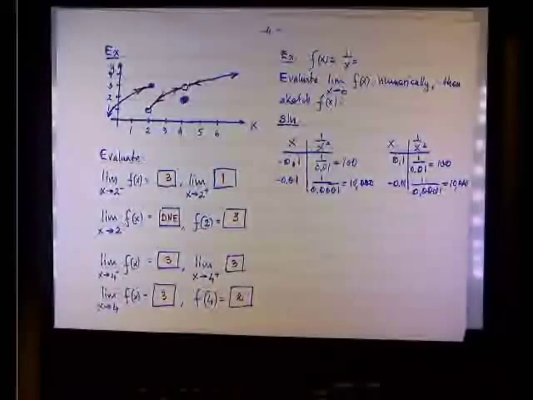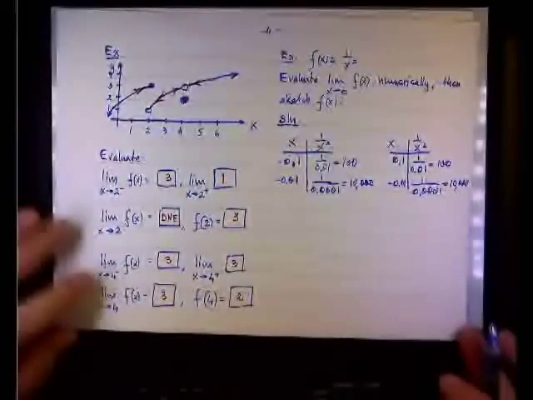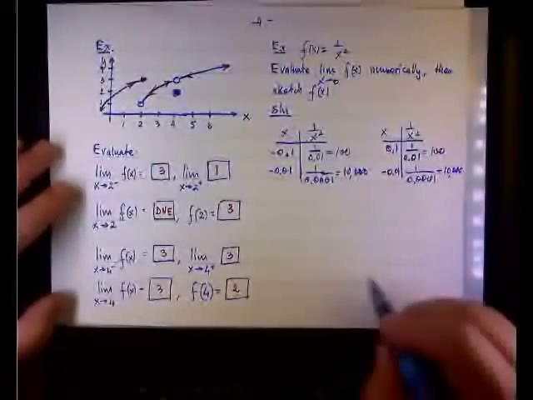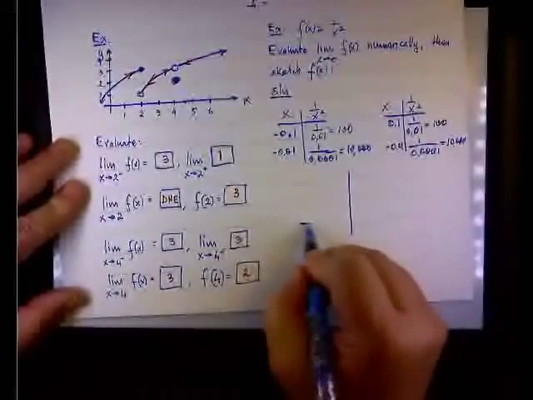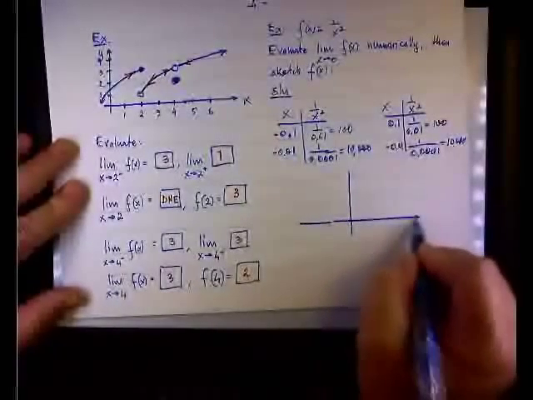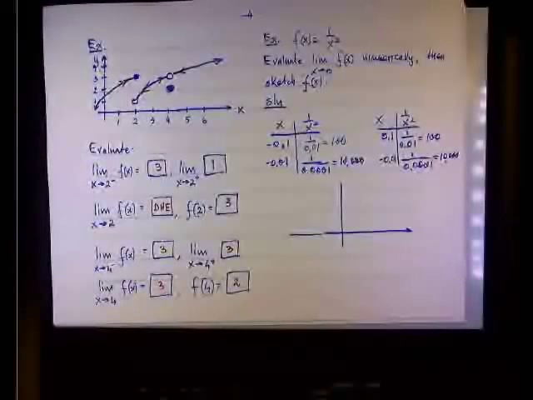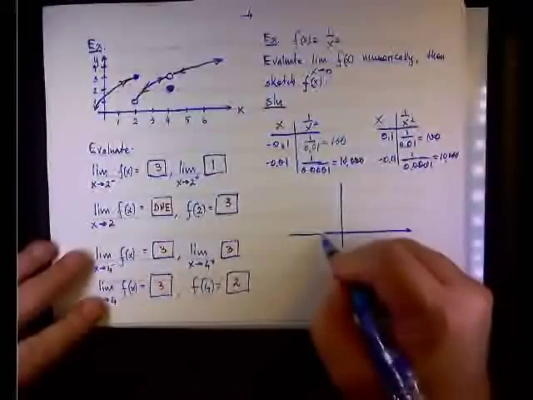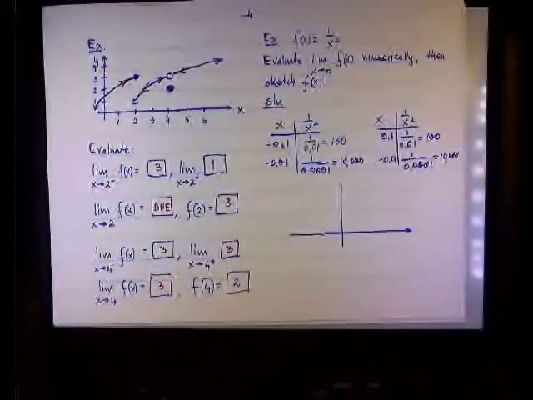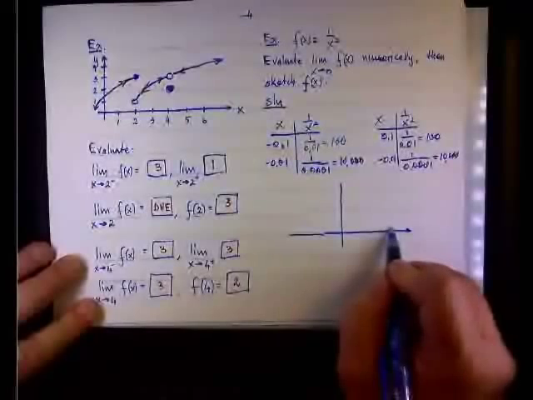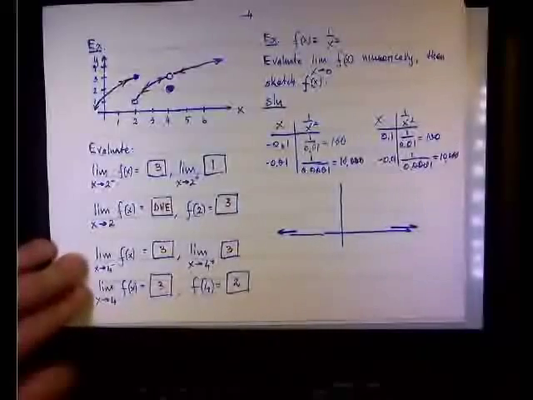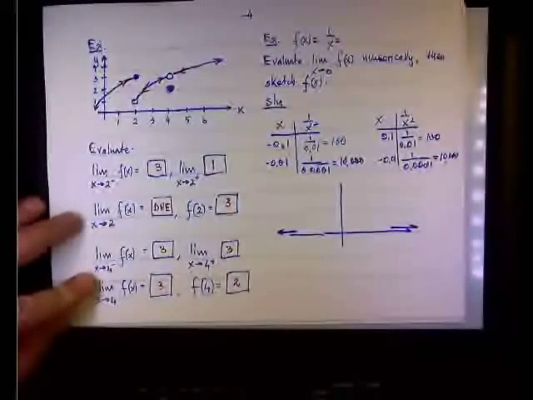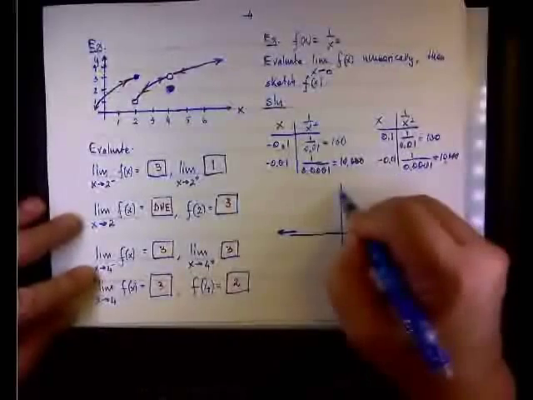So we are convinced, based on this limited number of calculations, that the function approaches positive infinity as x approaches 0 from both left and right. What happens when x becomes a very large positive or negative number? Then 1 over x squared approaches 0, because 1 over a large number is 0. So it looks like this.